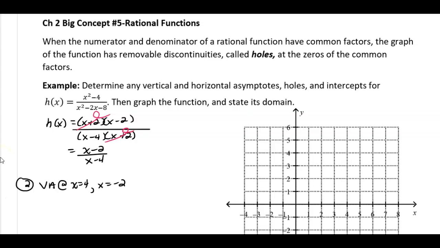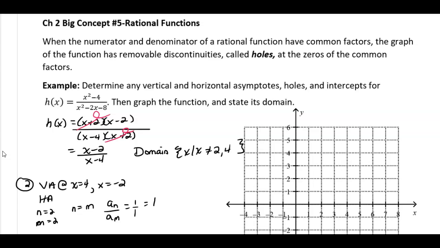All right. Let's check. And so our domain is x such that x cannot equal -2 and 4. We have to check for our horizontal asymptote. So our numerator is degree 2. Our denominator is degree 2 because n equals m. We divide a sub n over a sub m, so in this case 1 over 1. So we have a horizontal asymptote at y equals 1.